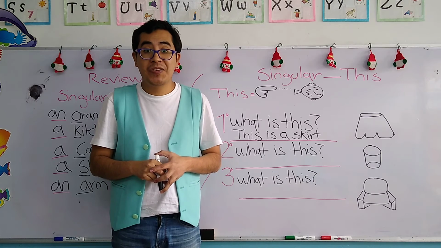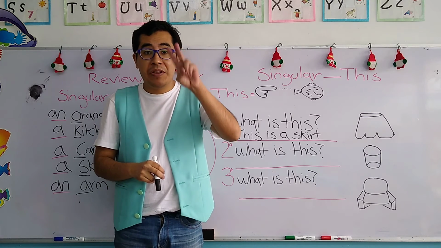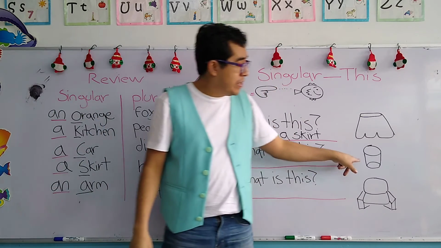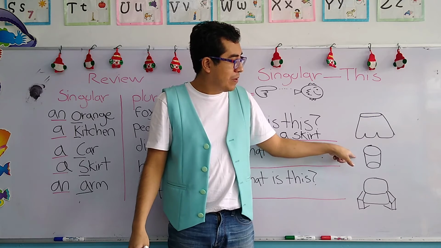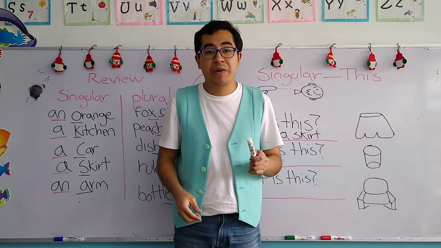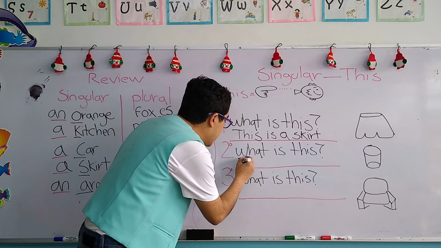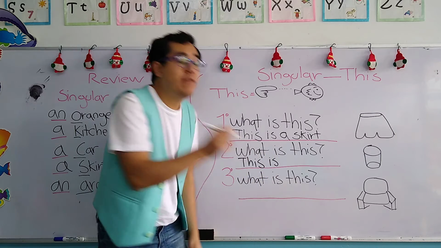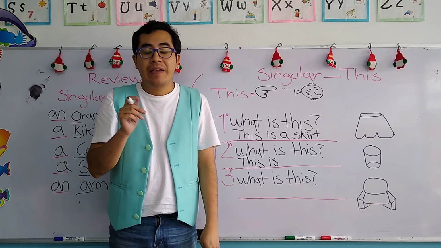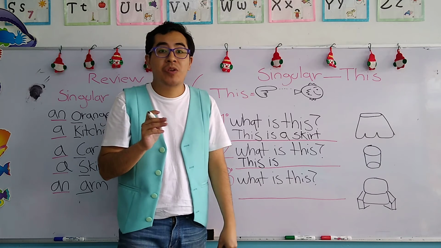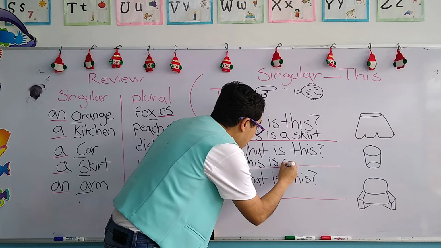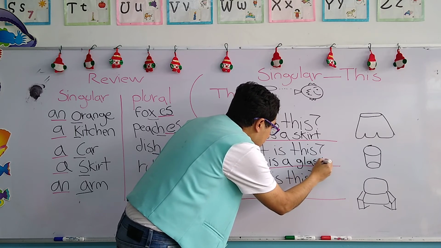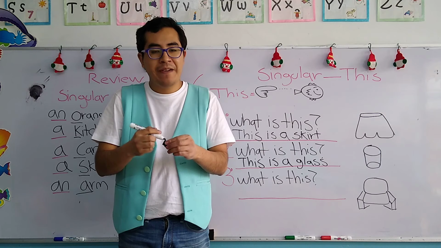Okay? Very good. Excellent. Let's continue with the number 2. The number 2, it says, what is this? ¿Qué es esto? Okay? Let's answer it. Remember, we start with this, esto. This is, don't forget to write the a or an to indicate the singular object. This is a glass. Esto es un vaso. Okay?